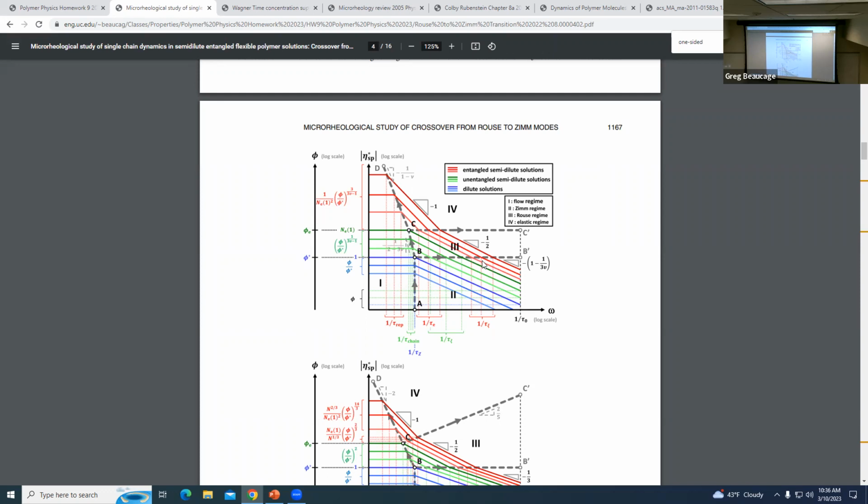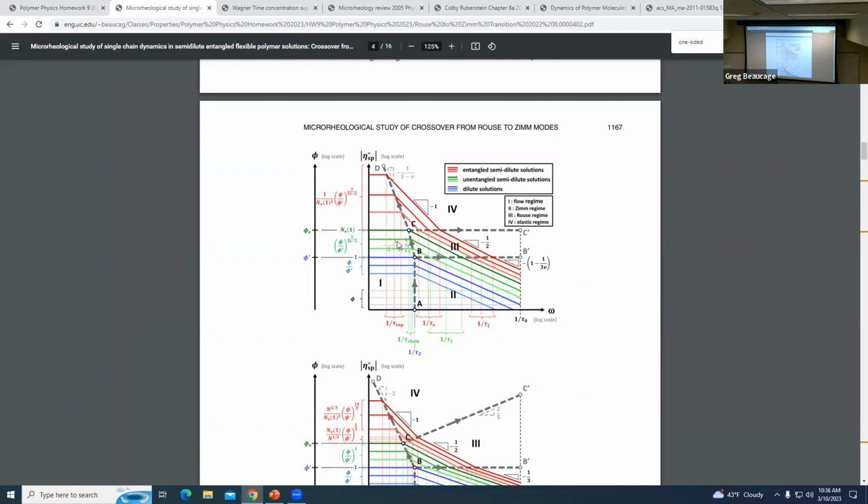Then you get to that size scale that has to do with the overlapping blobs, and then you get the Rouse behavior. And there's another time here, the entanglement time, so relaxation time and entanglement. Below that, you get reptation for longer times. And then finally, you get the bulk solution motion, like the Einstein equation, the intrinsic viscosity equation.